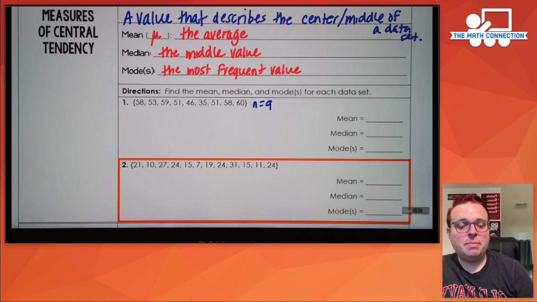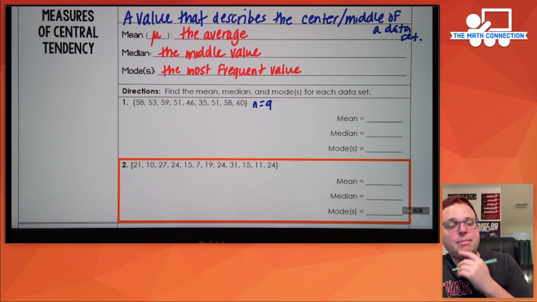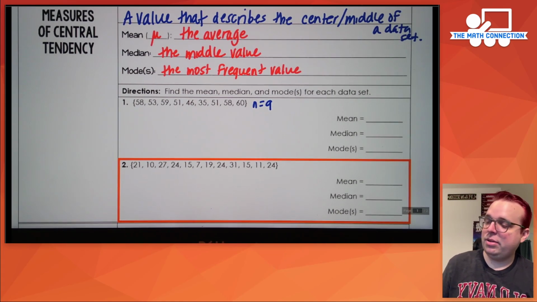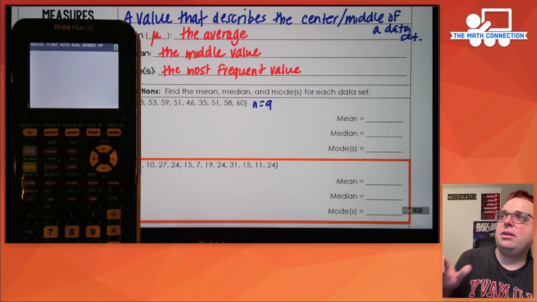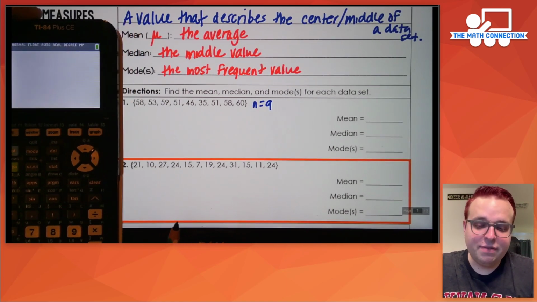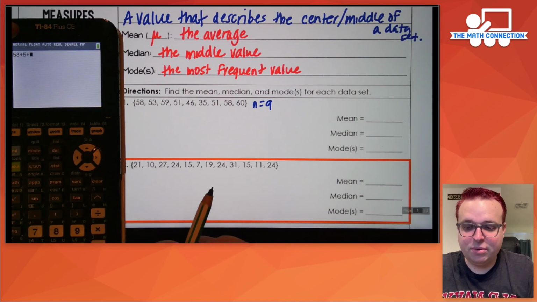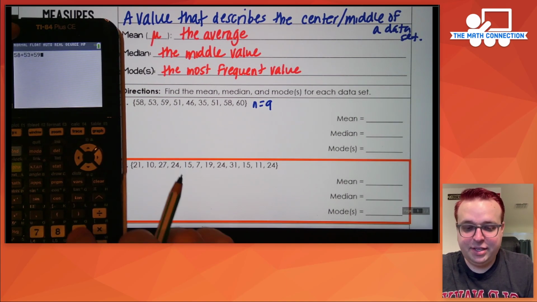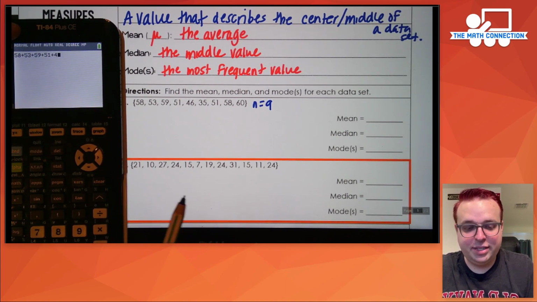So if we add all these up and then divide by 9, I'm not going to write all that out. I don't expect you to either. I'm going to do it all right on my calculator. Let's just pull that up. The first value is 58 plus 53 plus 59 plus 51 plus 46.